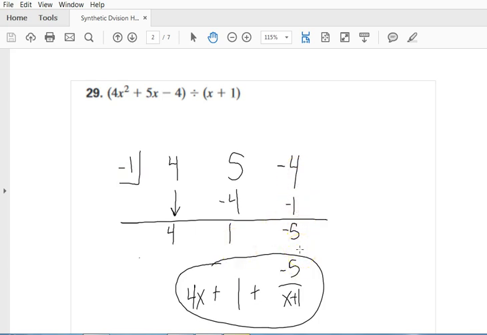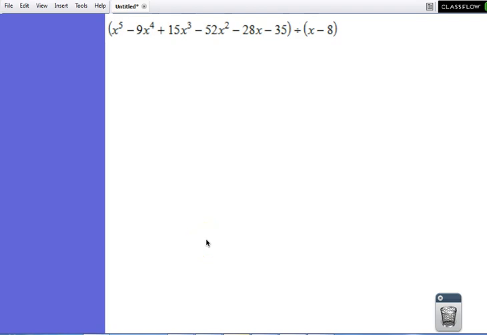-5. Now what I do from here is I go through, and this is my remainder. If the number here, you put -5 over the thing I was dividing by, x plus 1. That 1 becomes my constant term, and that 4 becomes the coefficient of x. So let's move on.